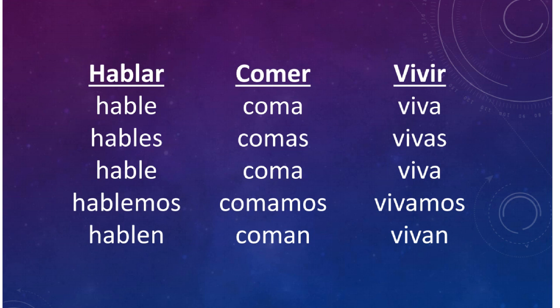For comer and vivir, you go to the yo form, so you'd end up with como and vivo. You drop the O, and then you add the opposite endings. And for this case, they both get A endings, or the endings that would have gone on AR verbs in the present tense. So you have coma, comas, coma, comamos, coman, viva, vivas, viva, vivamos, vivan.